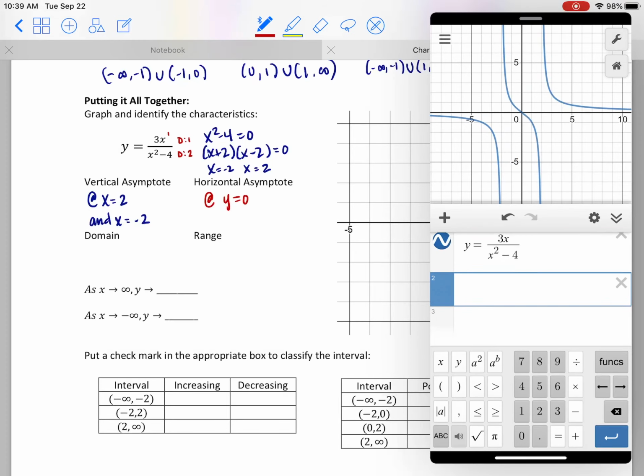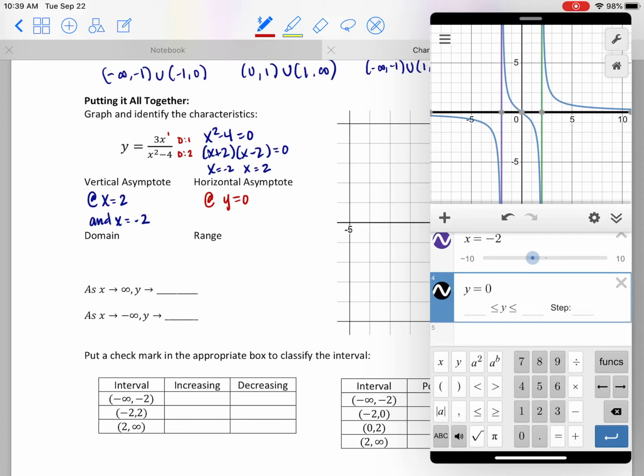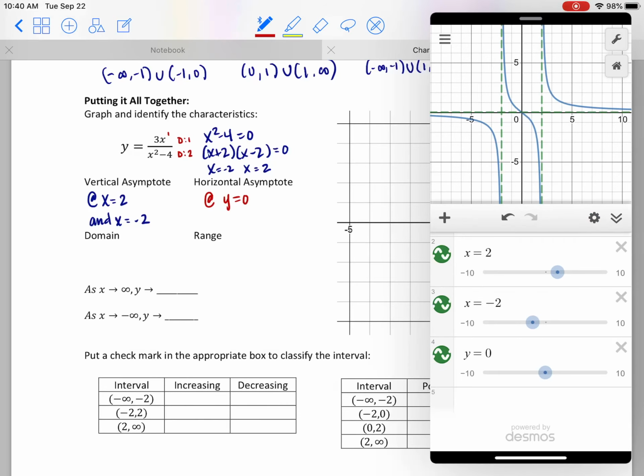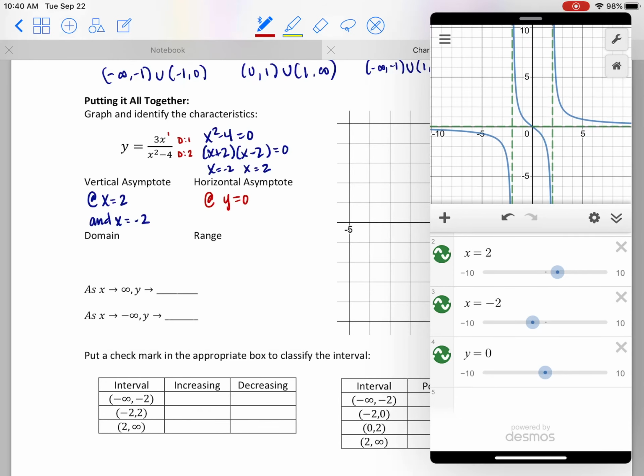Let's see, vertical asymptotes. We said 2 and negative 2. So x equals 2, x equals negative 2. Horizontal at y equals 0. Everything looks good there. And let me just make these all dotted. Okay, so I think we're in good shape. There's our graph.